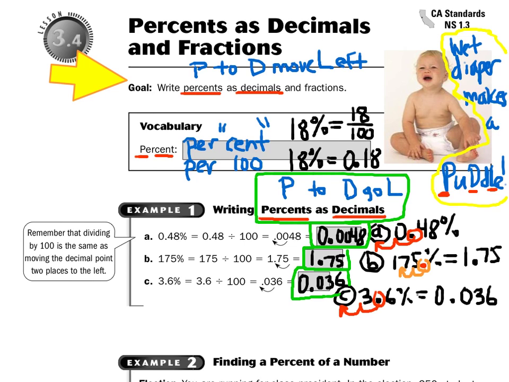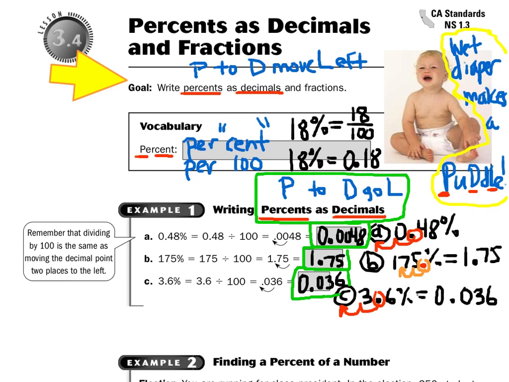Let me explain. The goal is to write a percent, that's the P, as a decimal, that's the D, and then we have to remember to move left because puddle has a P and then a D and then an L, so a puddle. So percent to decimal, move the decimal to the left.